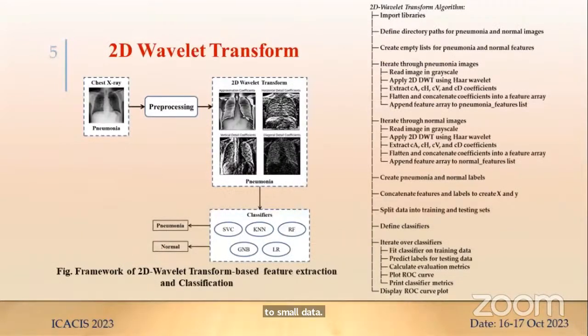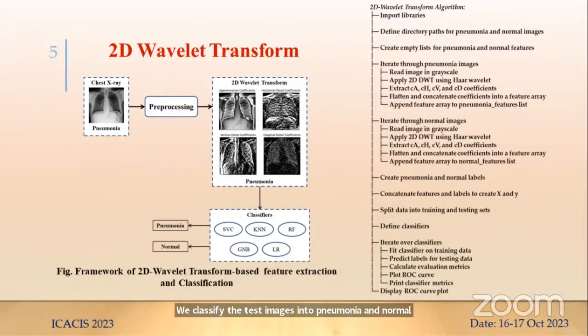2D wavelet transform. The framework of 2D wavelet transform based feature extraction and classification is presented here. Initially, we collect the dataset, we pre-process the data, we apply 2D wavelet transform to extract features from images, and those features are used to train classifiers. Using classifiers, we classify the test images into pneumonia and normal class.